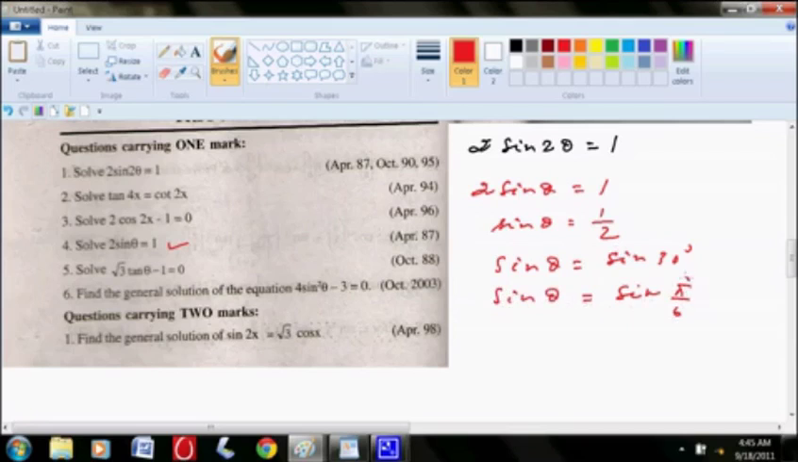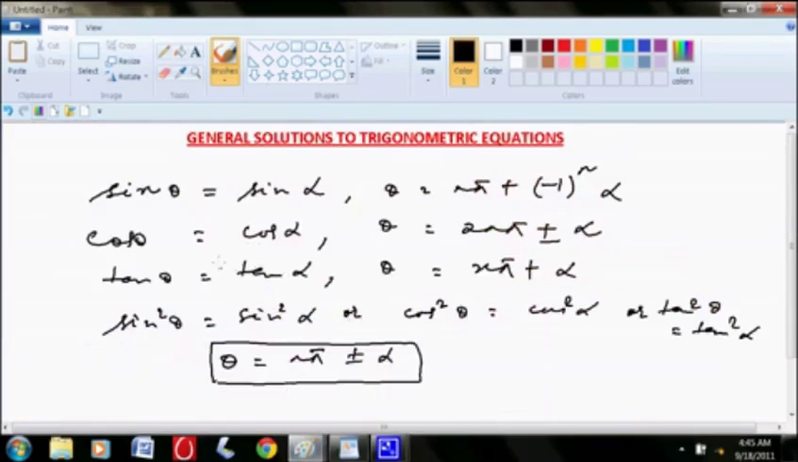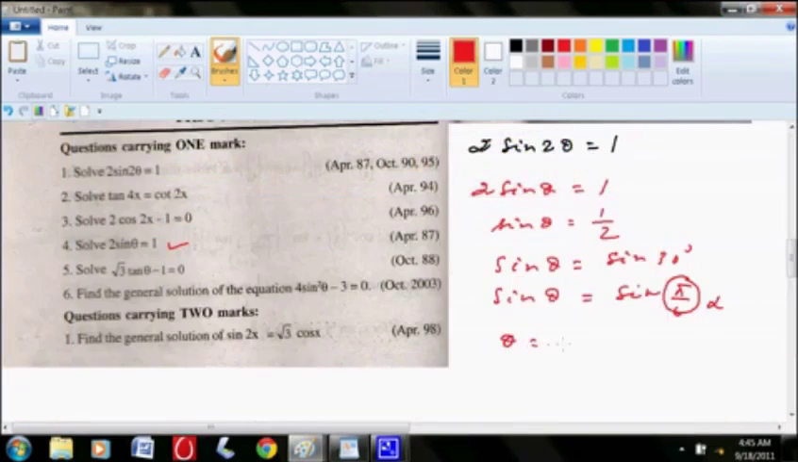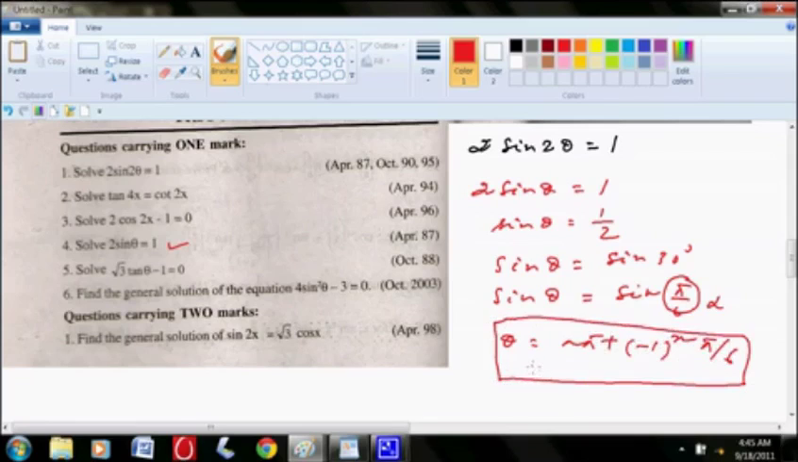Now sin theta is sine pi by 6, so this is your alpha. Bring the formula. Sin theta is sin alpha, theta is n pi plus minus 1 to the power n into alpha. So theta is n pi plus minus 1 to the power n into alpha, we got as pi by 6. Now 1 by 2 is sin 30. If you do not know how it is, you can go through the calculus discussions, where I have told you how to remember sin 30, sin 45 and all those values.